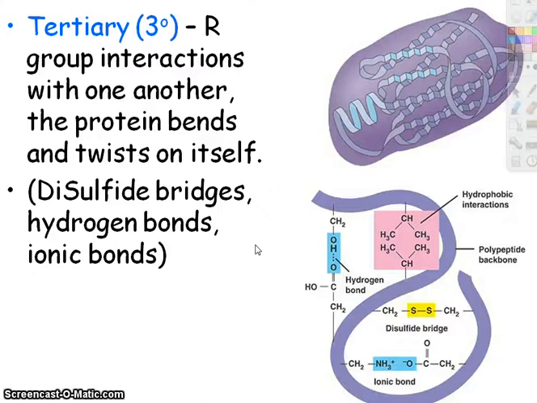Basically, this is R groups reacting with each other. You're actually getting ionic bonds between them. You're actually getting what are called disulfide bridges. If you go back to functional groups that I'm sure you all are learning, disulfide bridges are reactions between one sulfhydryl or thiol group with another one, and they form a bridge.